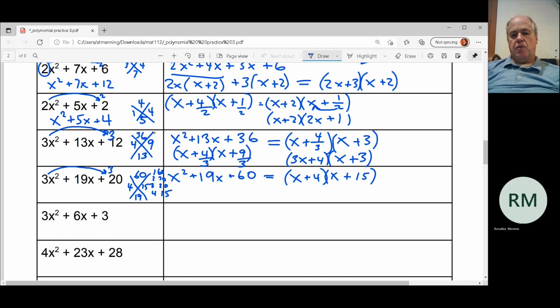Remember, we slid over the 3. We divide by the 3. This becomes 5. This becomes 4/3. And I remember that I can't reduce 4/3 anymore, so that becomes 3x plus 4. And this becomes x plus 5.